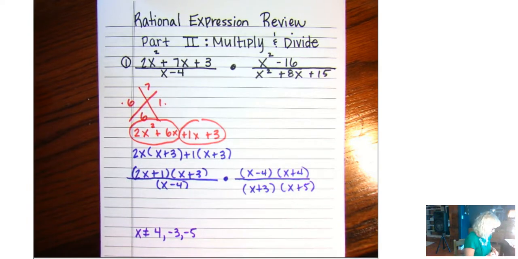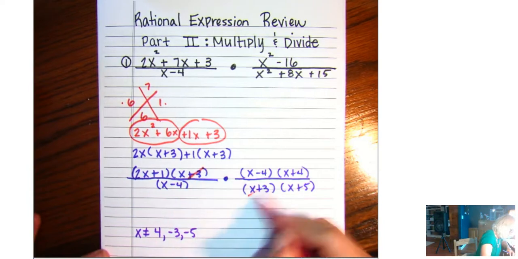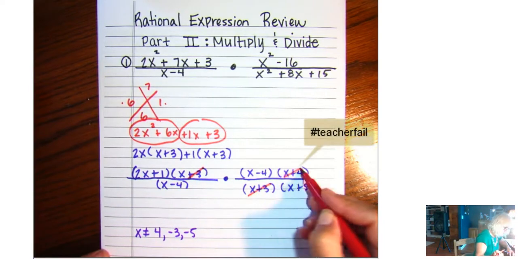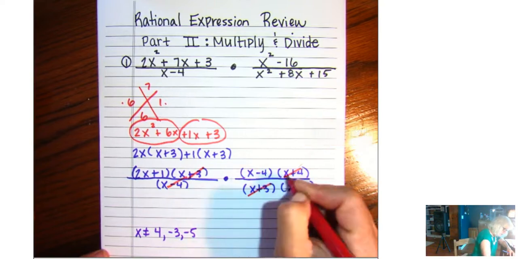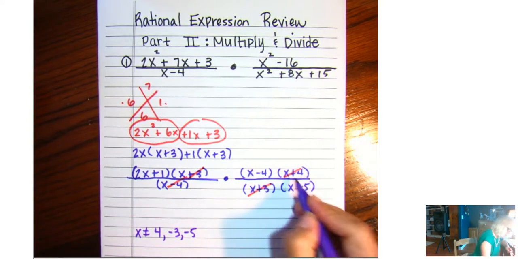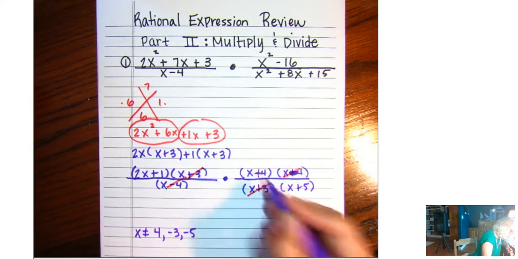So now I'm going to go ahead and start canceling things out. I have a pair of x plus 3. I have some x minus 4s. And that goes with that one. You know what? I will just make this a minus and that a plus.